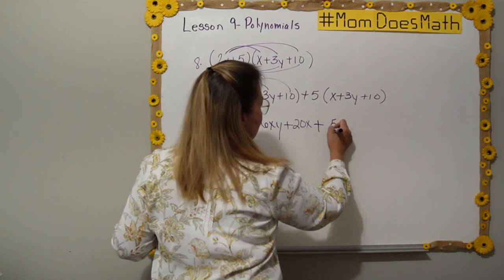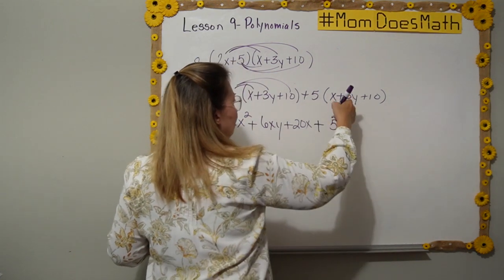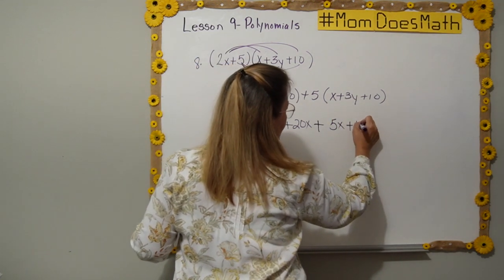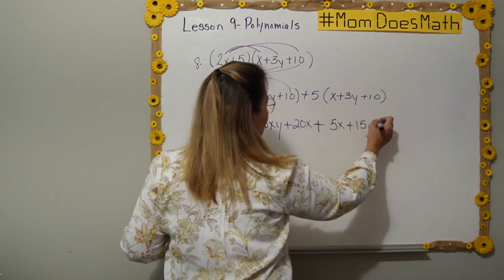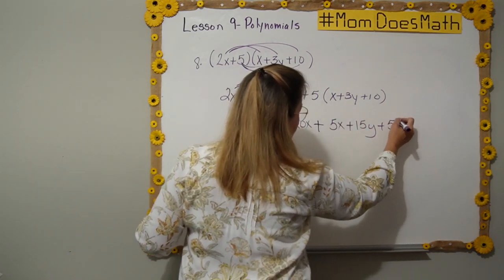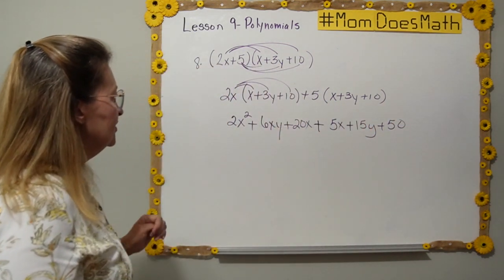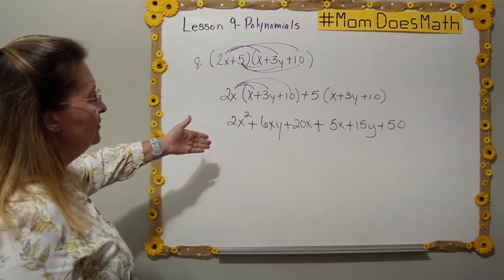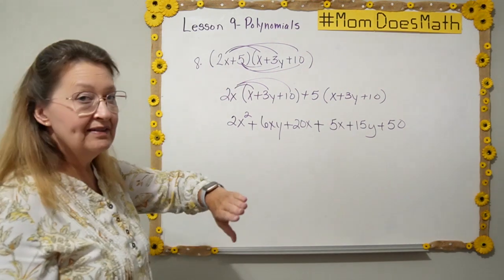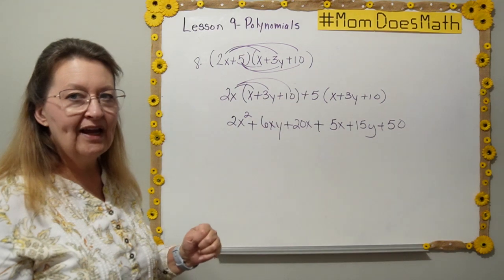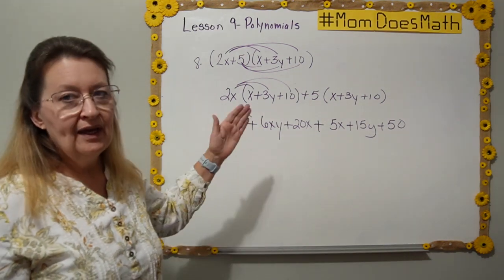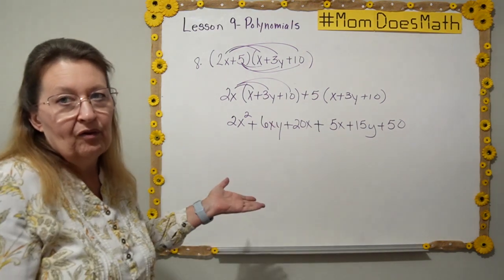5 times x is 5x. And 5 times 3y is 15y. And 5 times 10 is 50. Now let's see if there's anything we can combine. What I do is I just start with my highest exponent and work my way down, and I cross things off as I bring them down. That way I don't lose something.